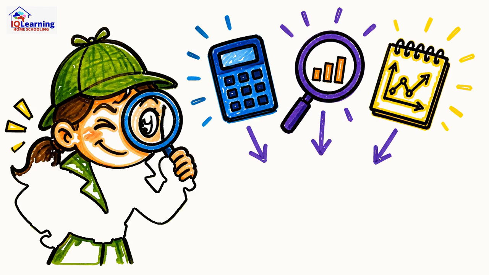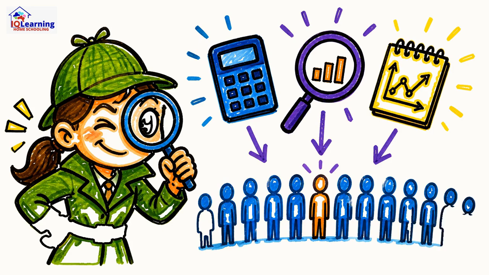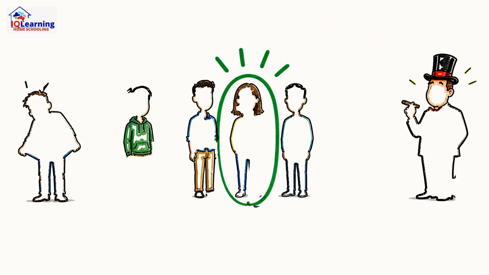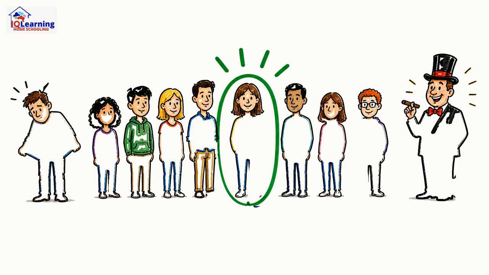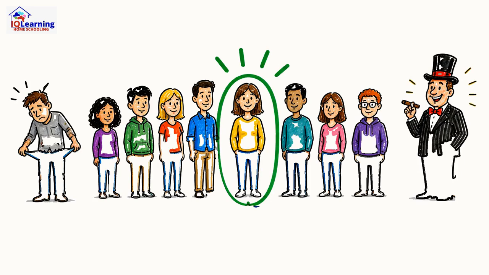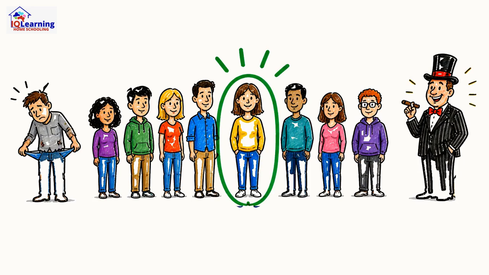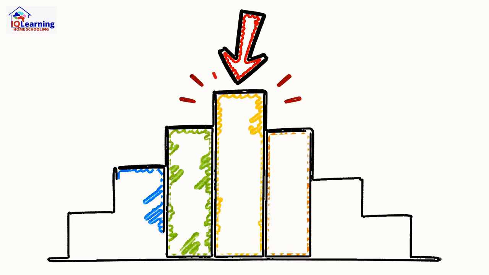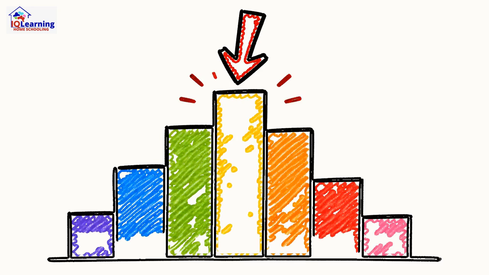To find the truth, we have three main tools for the center of a story. The mean is that simple average, but as we saw, it's easily fooled by outliers, those extreme values like our billionaire. For a more honest look, we turn to the median. It's the true middle value, unaffected by the extremes. It tells you what a typical person in the room is actually experiencing. Then there's the mode, which simply points out the most common value.